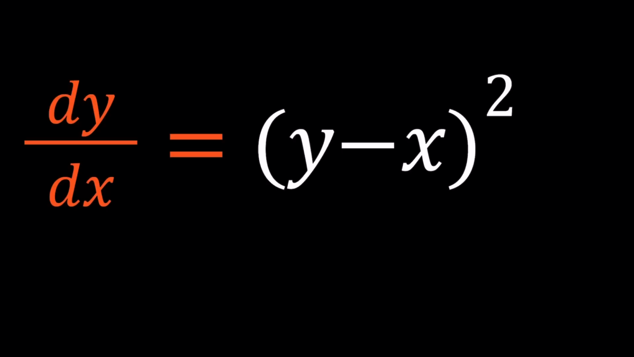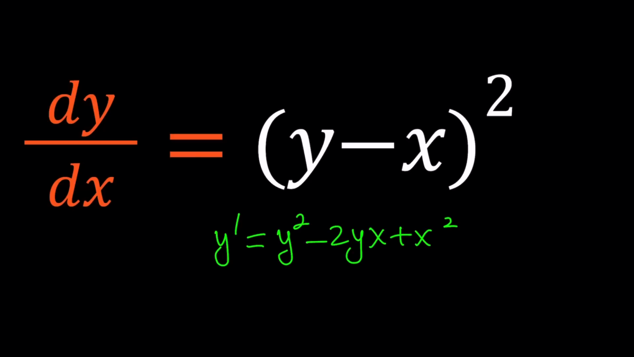So let's get started. When you have an equation like this, obviously you can go ahead and expand the right hand side, and that's going to give you y squared minus 2yx plus x squared equals y prime. Let's just go ahead and write this as y prime now, right? And then where do you go from there?